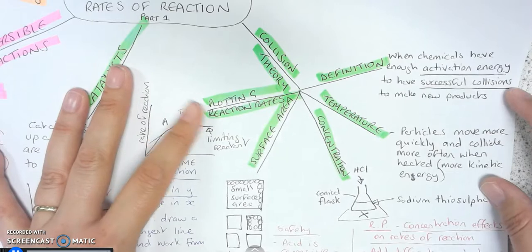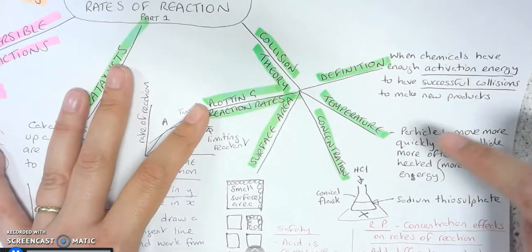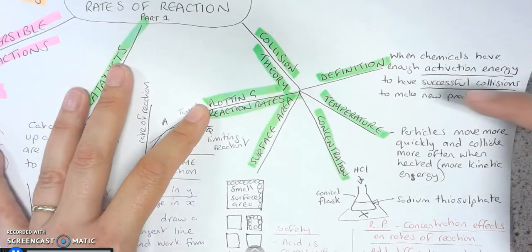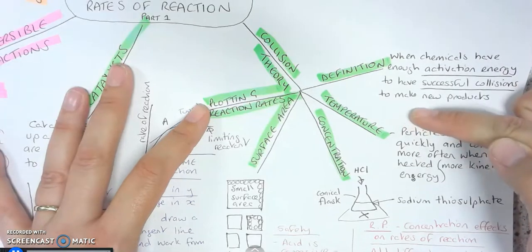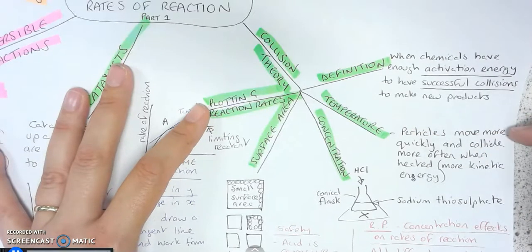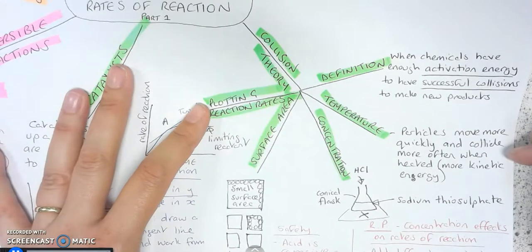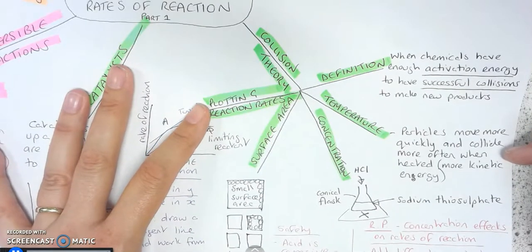Now, you may be asked to talk about what factors actually increase the rates of reaction. So the first one to look at is temperature. The particles move more quickly, they've got more kinetic energy, and they collide more often when they are heated. And this means you're going to make more products.